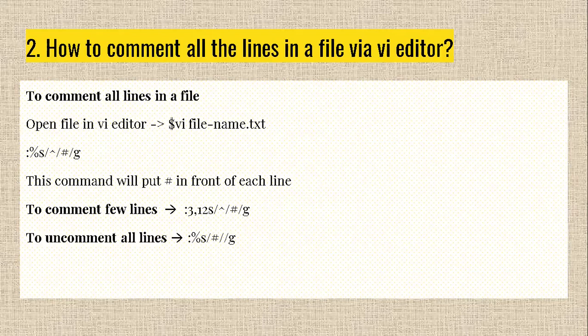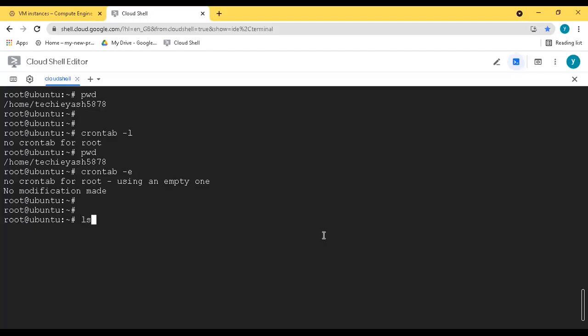To uncomment all the lines, you do the reverse of the previous command: %s/^#//g. If you don't mention the caret, it will replace hash everywhere it is present. So let's do a practical demonstration of this command. Let me check if the file is present. Yes, the file is present here.